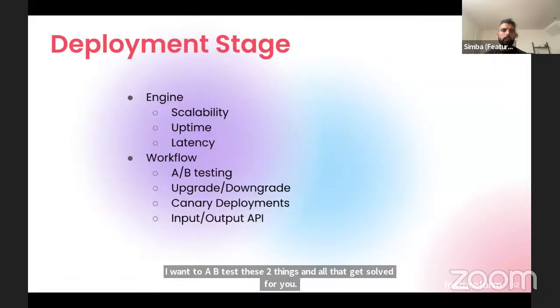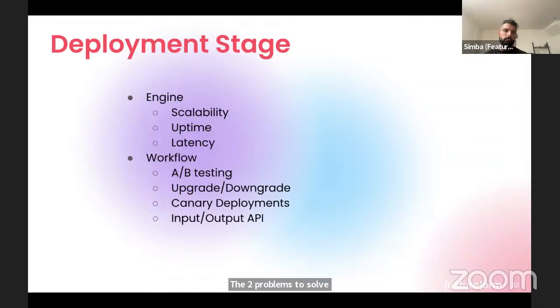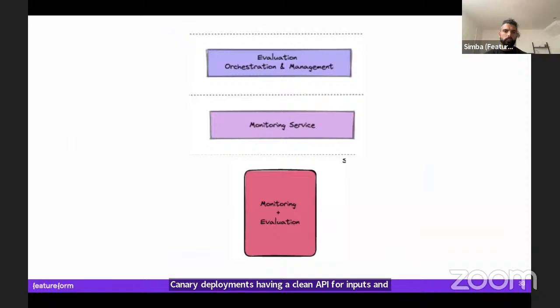The two problems to solve here, one is scalability, uptime, and latency of the engine. Like, is this engine, the single server running your model, is it fast? And does it stay up? Is it performant enough? And then the workflow, which is A/B testing, upgrades, downgrades, canary deployments, having a clean API for inputs and outputs. So these are the two things to take into account.